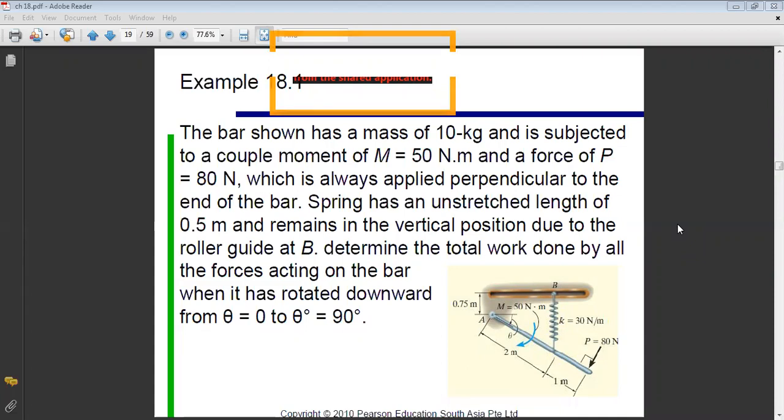So here we know the initial position. The initial position of the bar is the horizontal position, okay? And we have rotation, and we want to find the total work done. So first we should look at forces acting on my system. I have force P, okay? Force P is perpendicular to the bar. Because force P is perpendicular to the bar and I am doing rotation, so P is what?